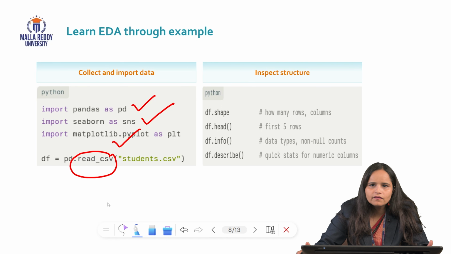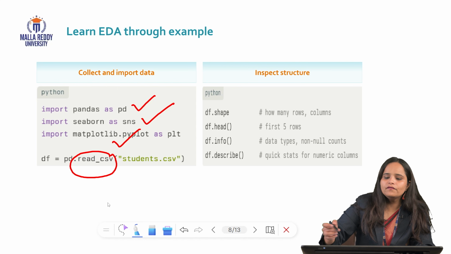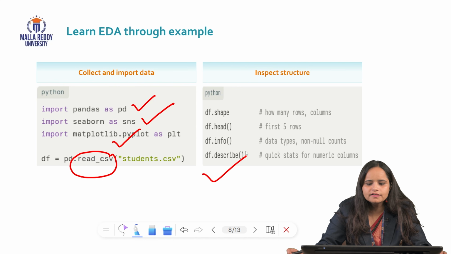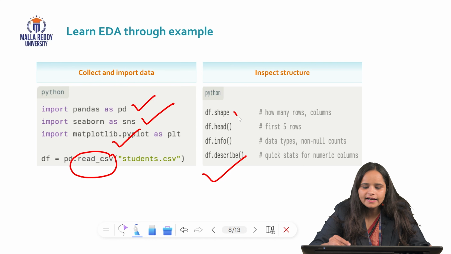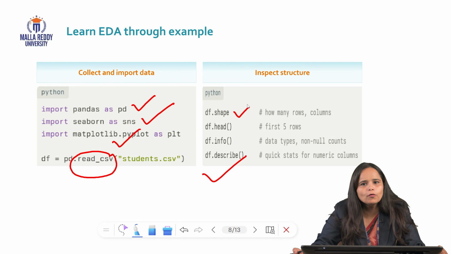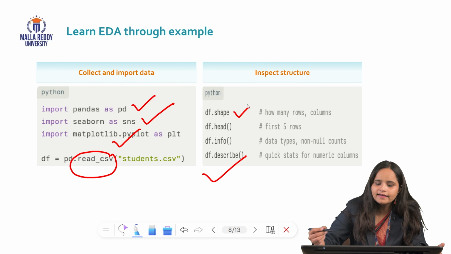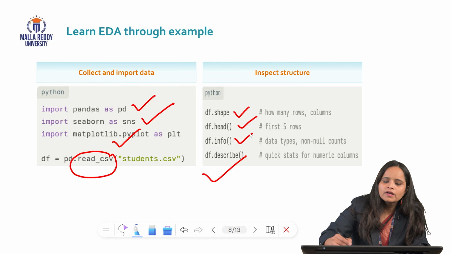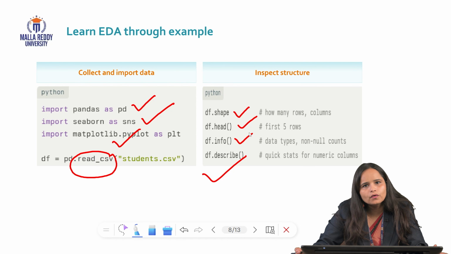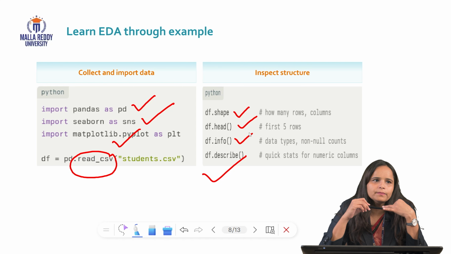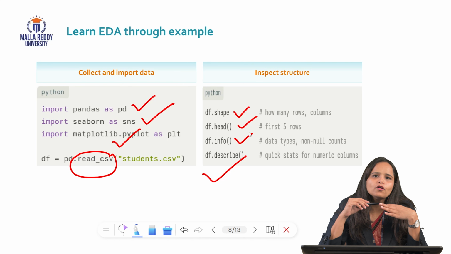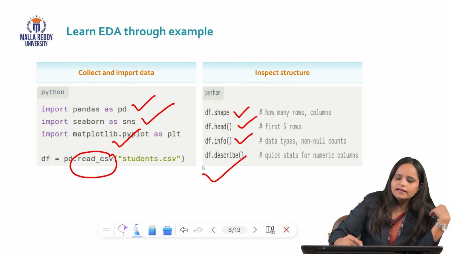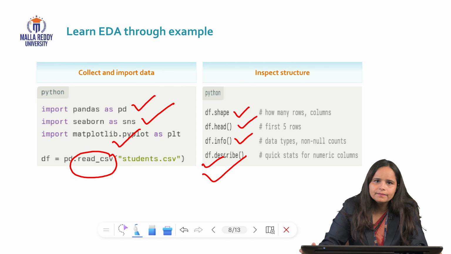Once my data is available in a proper structured format, we can go for the basic structure inspection. We will use functions like df.shape. It will tell us how many rows and columns are available in our data set. We can use .head. It will give us the first 5 rows from our data set. We will use the function df.info. It will give the complete information about your data set, like the column names, the data types of the columns, and how many non-null values are present in each column. And in the end, we will go for df.describe. It will give the statistical summary of the data set.